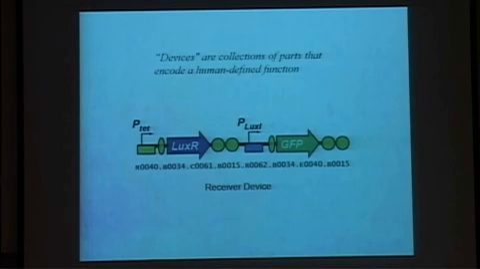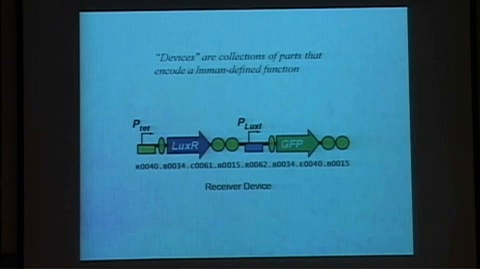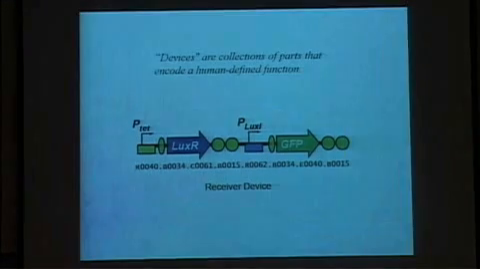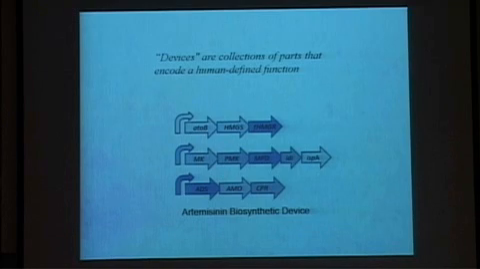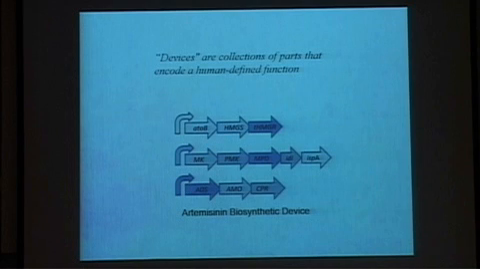Devices then are a collection of parts that encode a human-defined function. So this is an example of a receiver device. I think it might actually be one of the compositions from Ron Weiss's work. But you can also have, in addition to these transcriptional circuit types of devices, biosynthetic devices. So this is the Keasling Lab's artemisinin biosynthetic device. And you'll notice it's actually 3 different DNAs, all encoded on 3 different plasmids. And that's a property of the definition of a device, is that they don't have to be on one DNA. It's a collection of parts. It doesn't necessarily imply that they're physically connected.